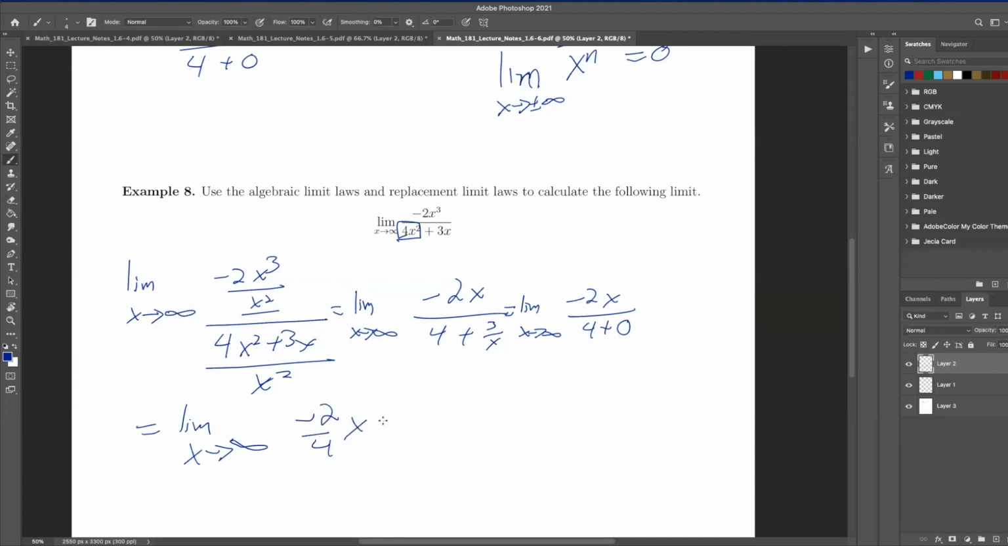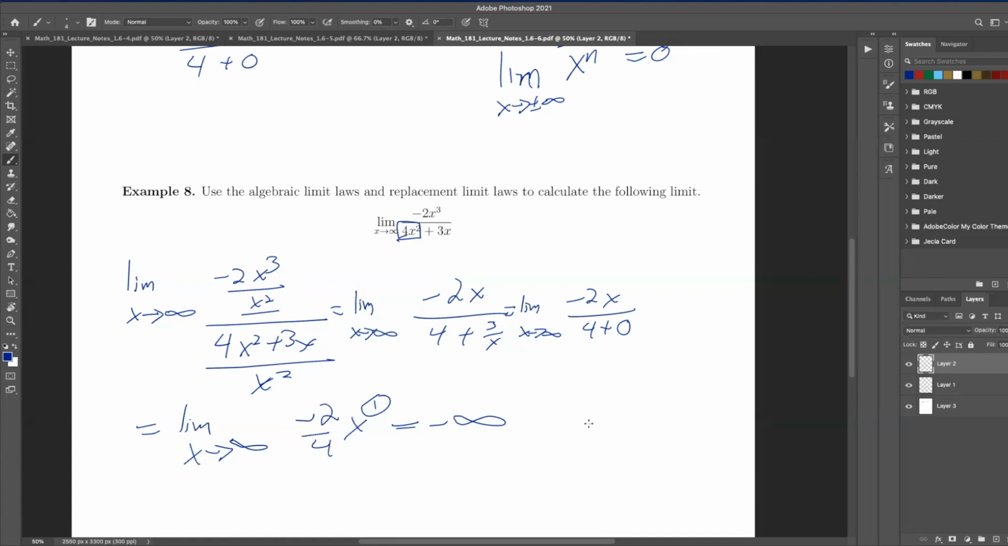Well, minus 2x over 4, well, x will go to positive infinity, but since I have a negative number here, it's going to go to negative infinity. So this should go to minus infinity. So once again, this is an odd power, 1. So this goes to positive infinity. Then I multiply by its coefficient. And the coefficient's negative, so this goes to negative infinity.